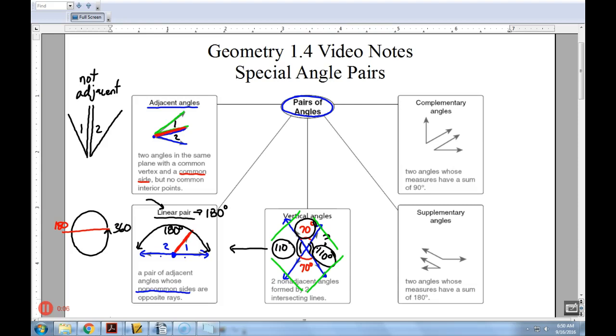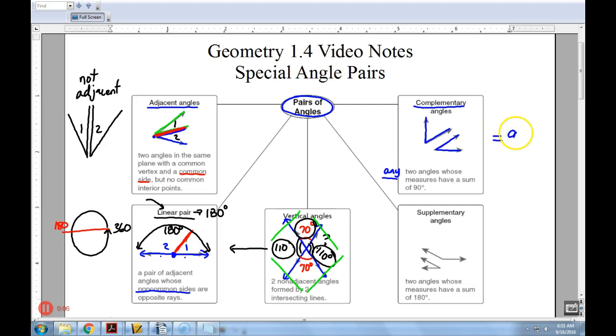All right, over here on the right, we have 2 types that are kind of related. We have complementary angles. Complementary angles are, I'm going to put the word any here, any 2 angles whose measures have a sum or a total adding up to 90 degrees. Now, they do not have to be adjacent. If you notice here, these 2 angles right here, they don't share a common side, they're not adjacent, but if I say they're complementary, they have to add up to 90 degrees.